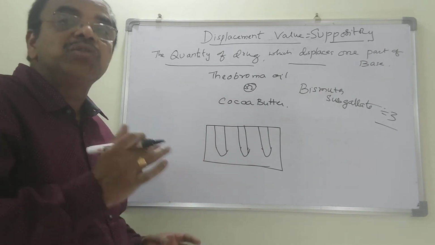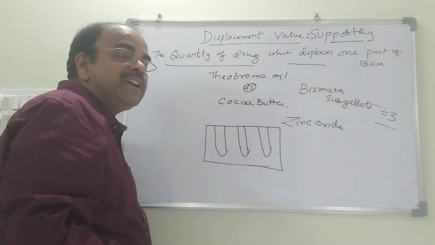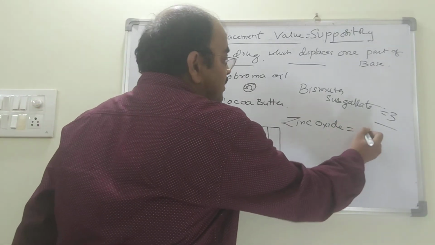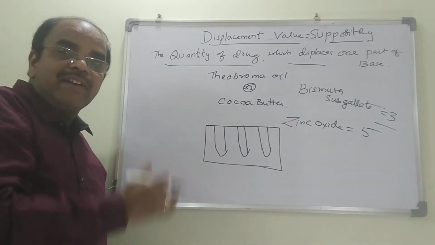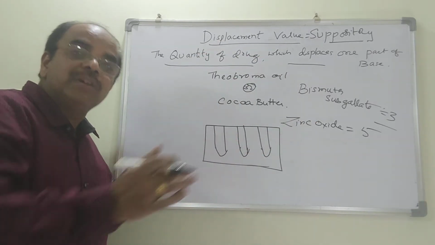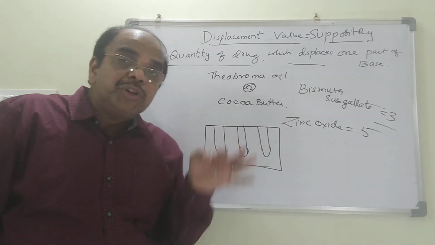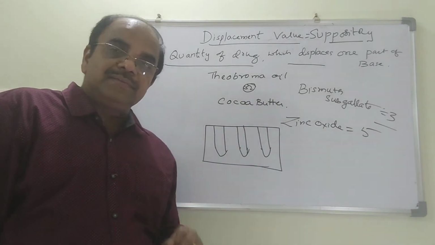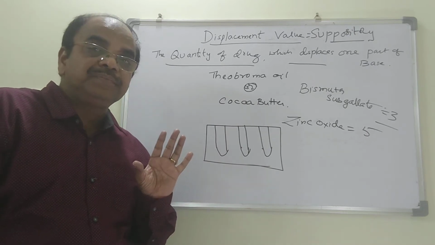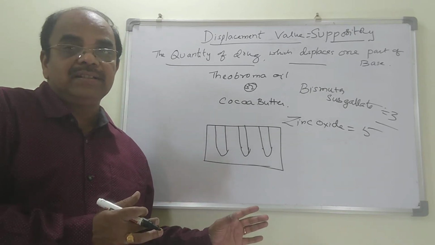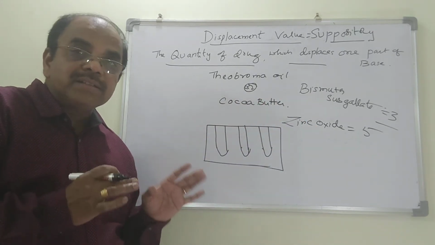One more example we see, zinc oxide. Displacement value of zinc oxide is 5. It is 5 times more dense when compared to the base. What is the base here? Cocoa butter. How do you define this one? Once again, the volume occupied by 5 grams of zinc oxide is equal to the volume occupied by 1 gram of cocoa butter. It is of much less density when compared to zinc oxide. So this is the importance of the displacement value. Basing on this one, we have to do some calculations that we'll see now.